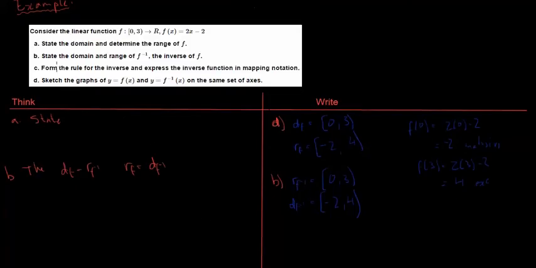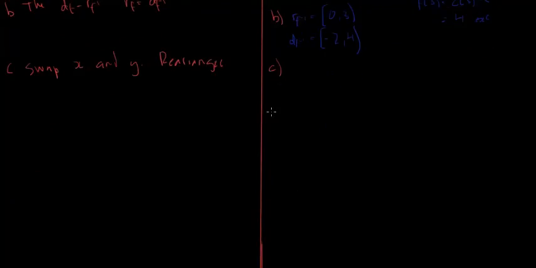Moving on, form the rule of the inverse and express the inverse function in mapping notation. Alright, let's take a look at this. What we're going to do is swap x and y and rearrange. To make sure we communicate this clearly, let f of x equal y. For the sake of this, we need to have y is equal to 2x take away 2. And so that's the function.